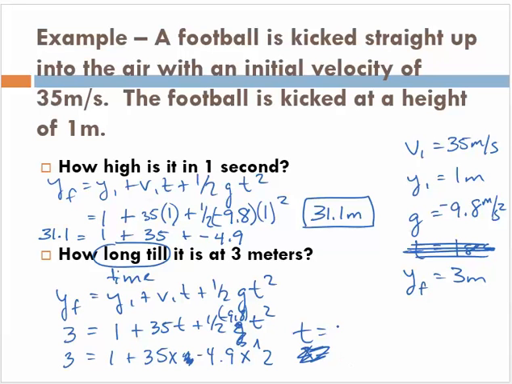and I get a time of 7.08 seconds. Now, I'm not really liking this answer. I'm going to have to double check. Okay, that is one of the times. The other time is going to be 0.06 seconds. So it's going to be at 3 meters at two different times. It's going to be there on the way going up at 0.06 seconds. And then when it comes back down, it's going to be 7.08 seconds before it gets back down to 3 meters.